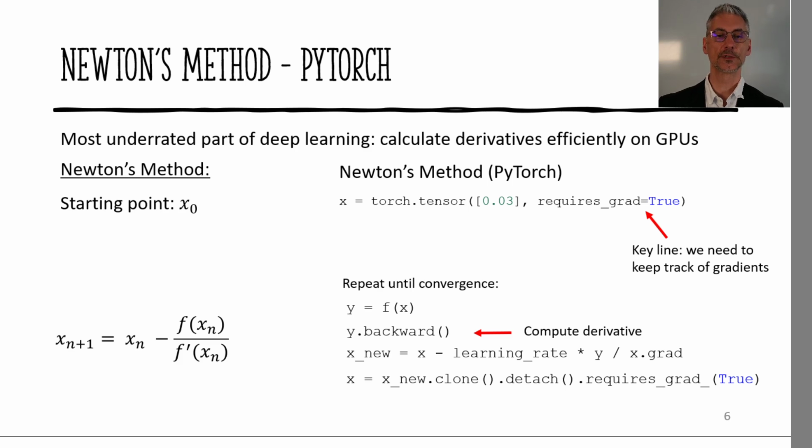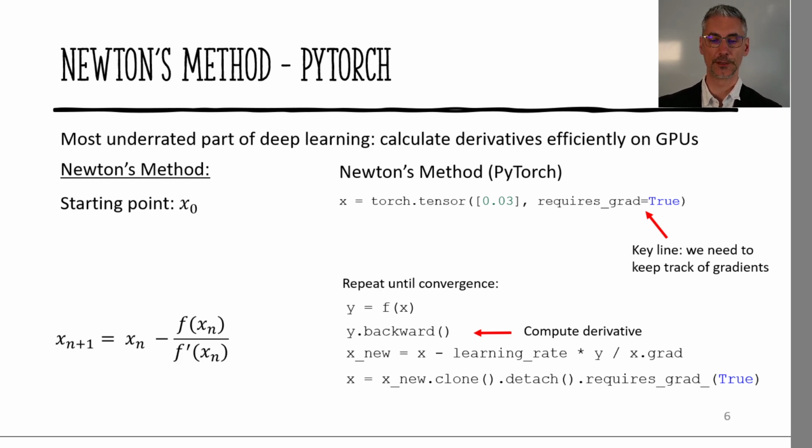So we still choose a starting point x0. In PyTorch language, that means that we have to create a torch tensor, and here we put in our initial guess. This is a numerical value, and the key point is that we tell PyTorch that we require grad equal true because we need the gradient later. So this is telling PyTorch to keep track of the derivatives. And now we iterate, and this is Newton's function there.